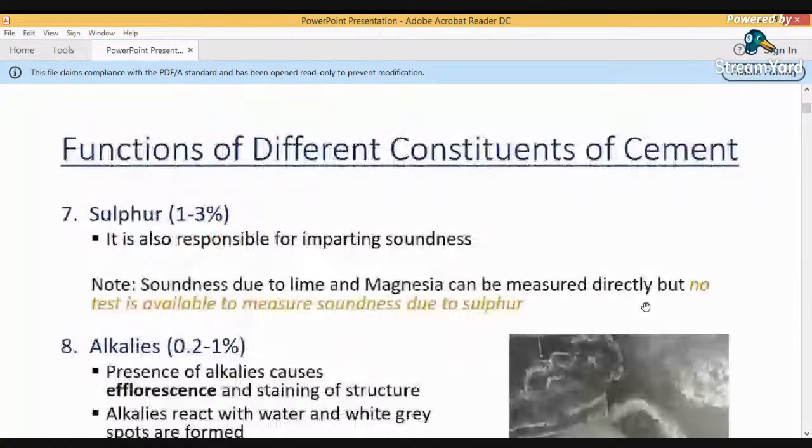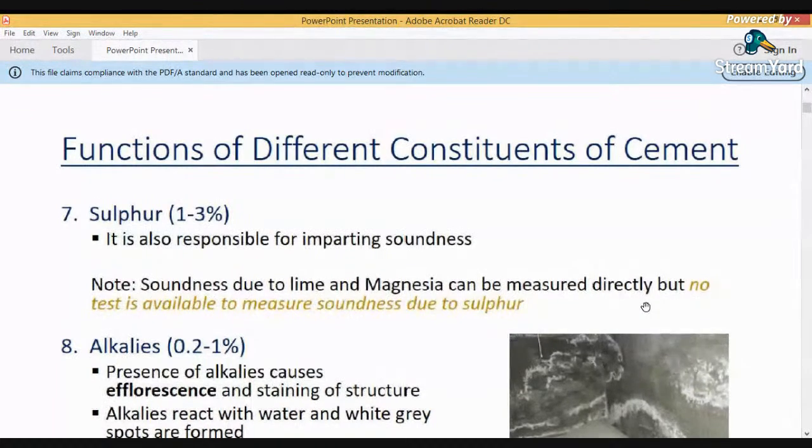The seventh constituent we already discussed, that is sulfur, which should be present at 1 to 3% inside the cement. It also imparts soundness to the cement, but the soundness due to sulfur we cannot measure, because there is no particular laboratory test available to measure it. The soundness due to magnesia and lime we can measure, but the soundness due to sulfur we cannot measure.